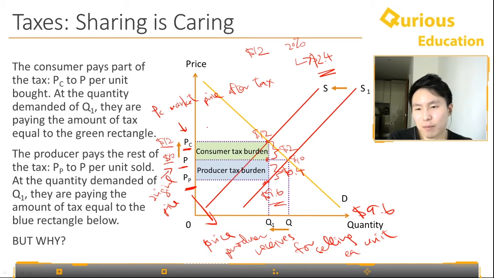Okay, cool. So all of this is really just to illustrate that tax is kind of shared between the consumer and the producer, because the producer can charge more in order to pass on the tax to the consumer.